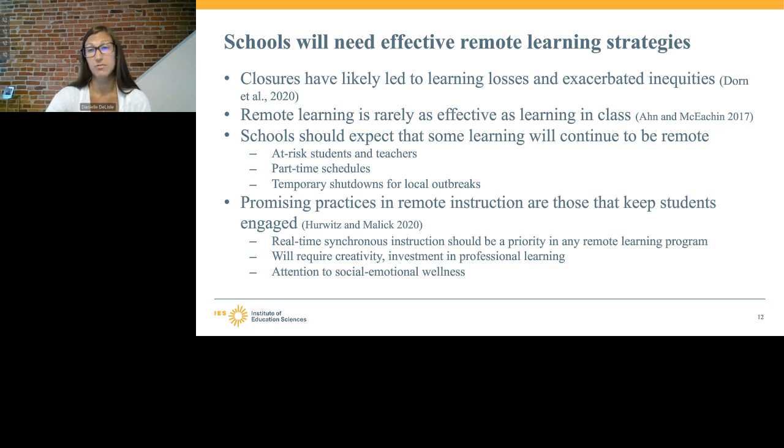First, there are some families and at-risk staff and students that will opt to continue with remote learning for personal reasons, whether school buildings are open or not. Second, many schools are considering some hybrid approaches that include at least some remote instruction on a part-time schedule. And third, schools will need to be prepared to provide remote instruction entirely in the event that there is another temporary closure due to local outbreaks.